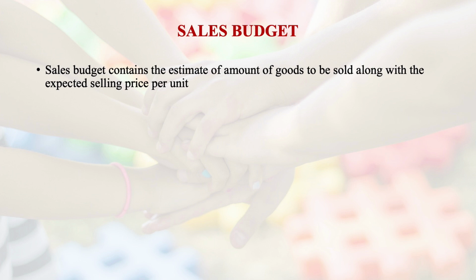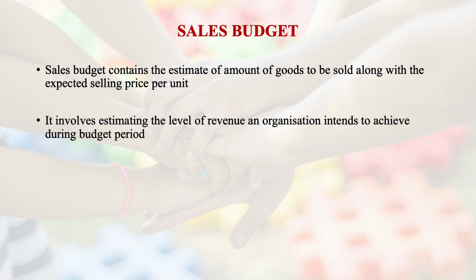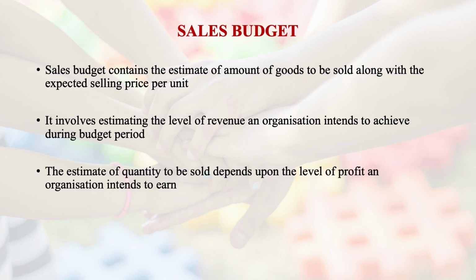If it is a sales budget, it contains the estimate of the amount of goods to be sold along with the expected selling price per unit. It involves estimating the level of revenue an organization intends to achieve during the budget period, and the estimate of quantity to be sold depends upon the level of profit an organization intends to earn.